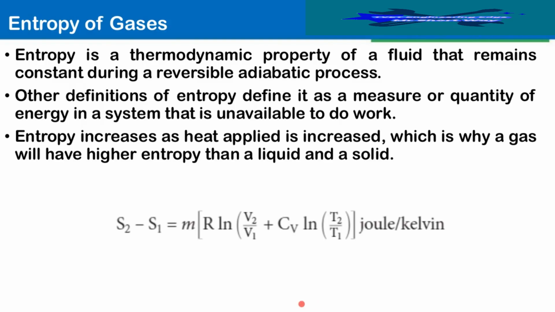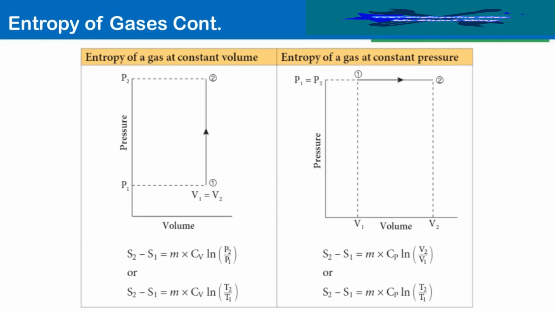And the formula for entropy is delta S is equal to the mass multiplied by the gas constant times the ln of V2 over V1, plus specific volume multiplied by ln T2 over T1. And the units for that are joules per Kelvin. And then there's entropy at constant volume. The equation for that uses subscript CV, whereas entropy at constant pressure uses CP.